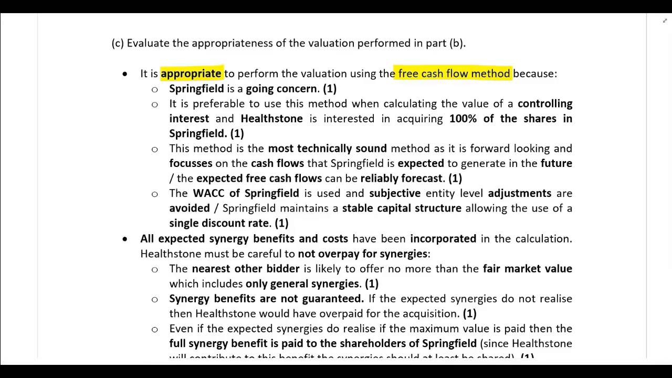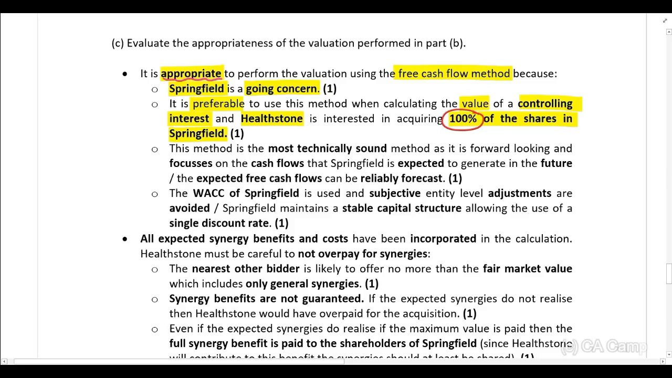There's everything to indicate that they are a going concern, so it is therefore appropriate to use the free cash flow method. Then in addition to that, it is preferable to use the free cash flow method when you are calculating the value of a controlling interest. So in this question, Healthstone is interested in acquiring 100% of the shares in Springfield. So it's therefore appropriate to use the free cash flow method because we are performing a valuation of a controlling interest. We calculated the value of 100% of the ordinary shares in Springfield.